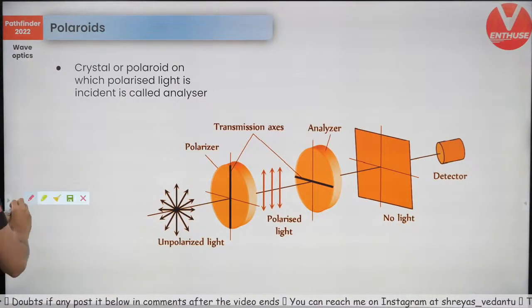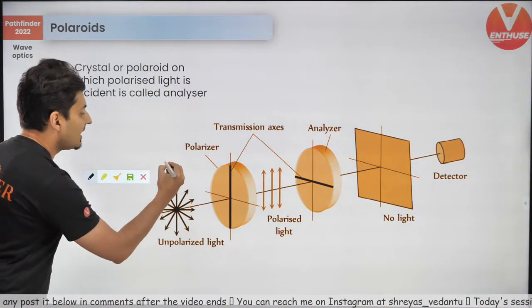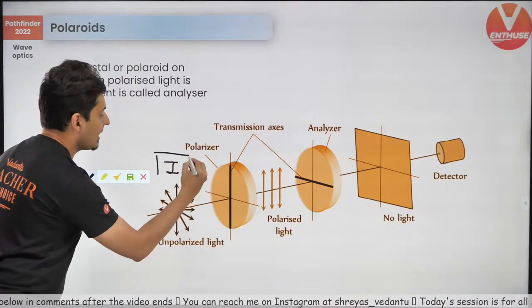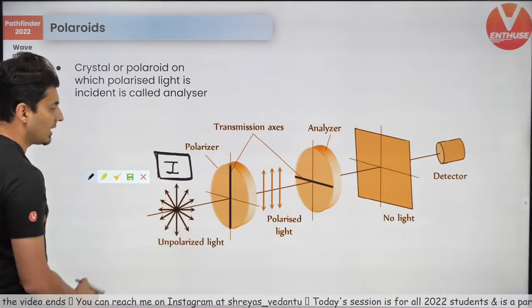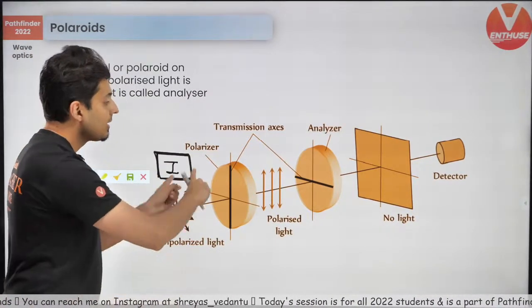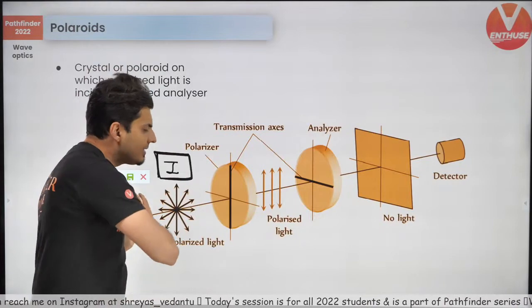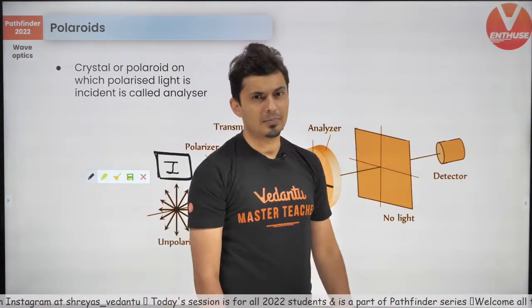And the interesting part here is that if the intensity of the unpolarized light was I, then after it comes out, exactly half of the light enters in.